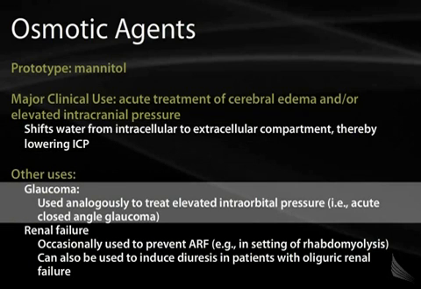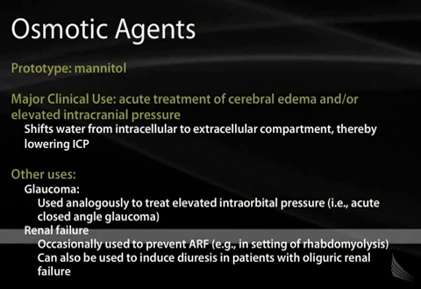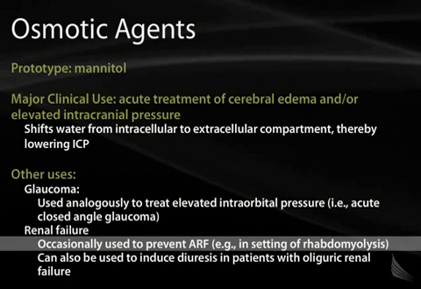Other uses are with acute angle closure glaucoma, also rarely in the setting of renal failure. Primarily this used to be used in the setting of rhabdomyolysis to prevent myoglobin precipitation in the renal tubules. More recently, this is found to be perhaps more dangerous than useful, and thus it is no longer used clinically.